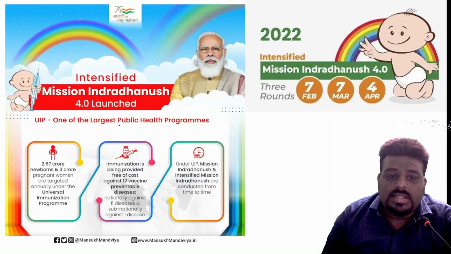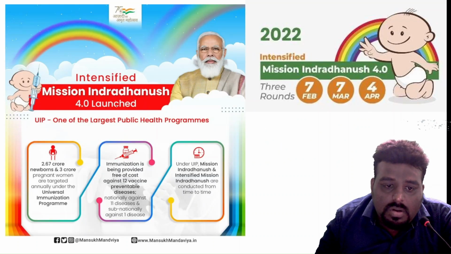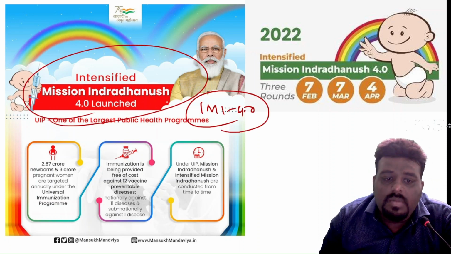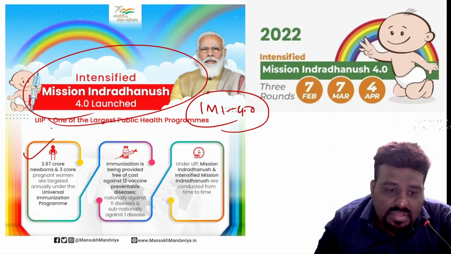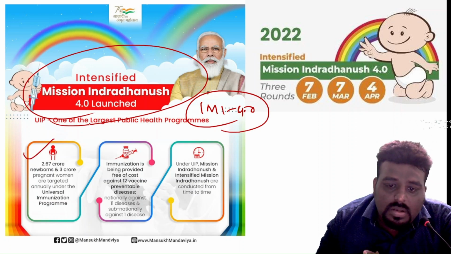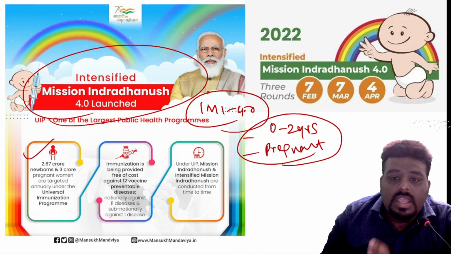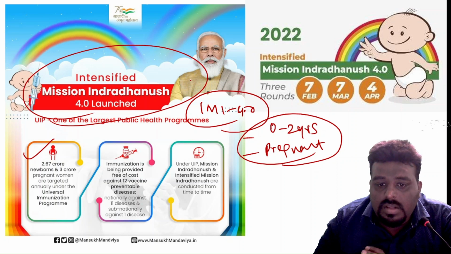And next, now we have something called IMI 4.0. This IMI 4.0 has been launched. About 2.6 crore people, 0 to 2 years children and pregnant women, have been covered under this IMI 4.0. It was done in 3 rounds, in February, March and April.